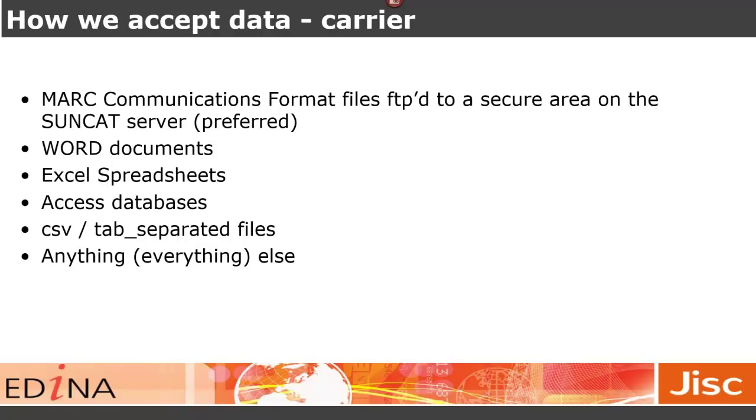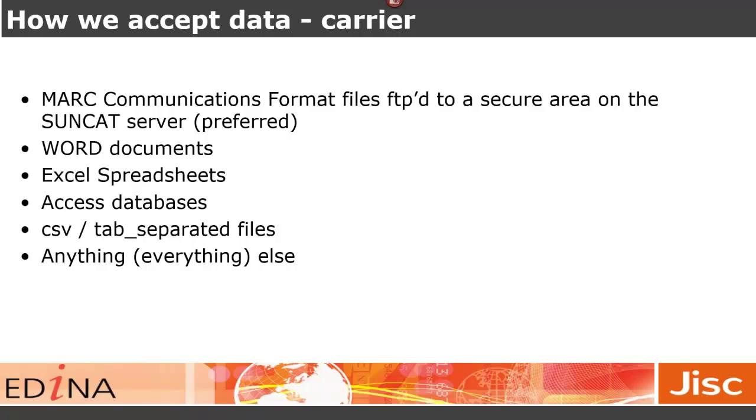So as I said earlier, SUNCAT is a physical union catalogue, so we ask our contributing libraries to physically send us data. We set up a secure FTP area on the SUNCAT server for each library, authenticated with a specific login, and we do ask for MARC communications files to be sent.